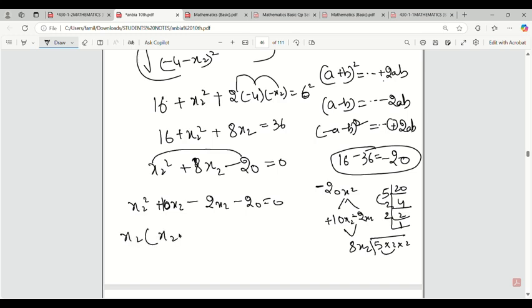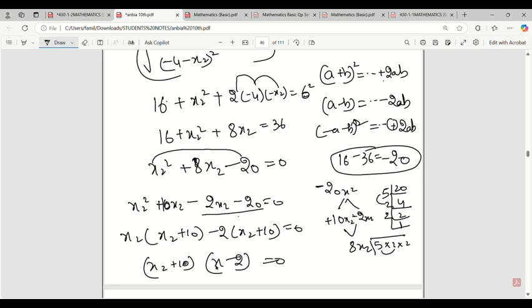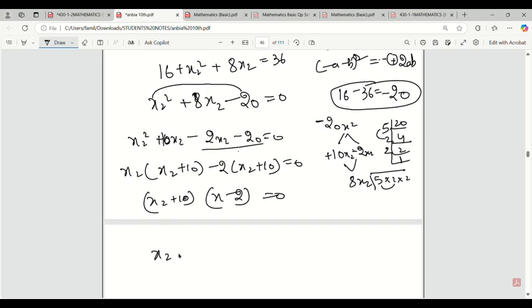Take x2 common: x2 plus 10. Take minus 2 common. Remember, minus 2 we are taking common out of this second group. So we get x2 plus 10. Now x2 plus 10 into x minus 2 is equals to 0.